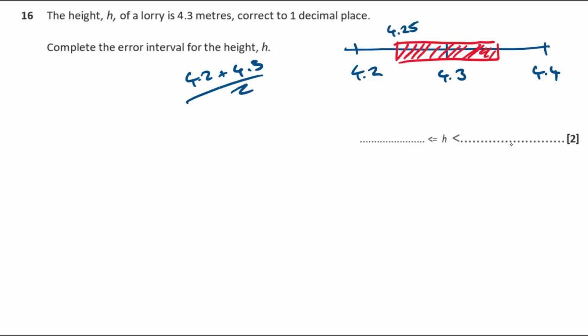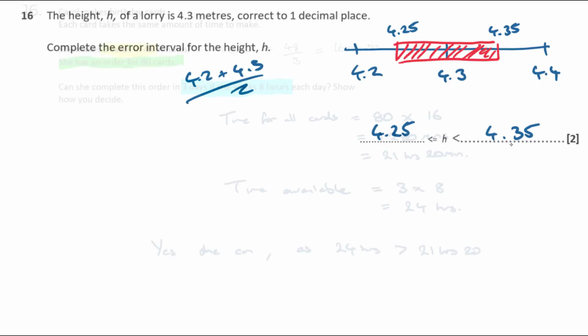And the other one then is going to be 4.35. That's halfway between 4.3 and 4.4, isn't it? Okay, so my lower bound is going to be 4.25 and my upper bound is going to be 4.35. So any numbers between 4.25 and 4.35 round off to 4.3 to one decimal place.